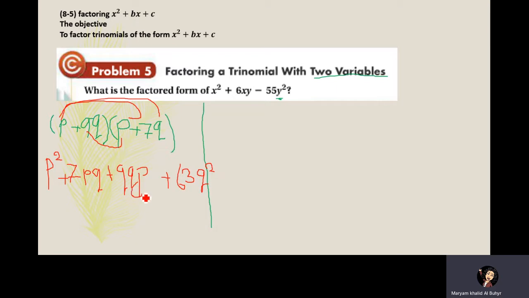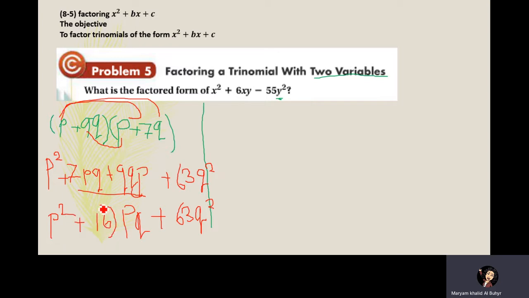Since these are like terms, you can change the order for them. So 7 plus 9 is 16pq, plus 63q squared, and here plus p squared. What do you notice now?